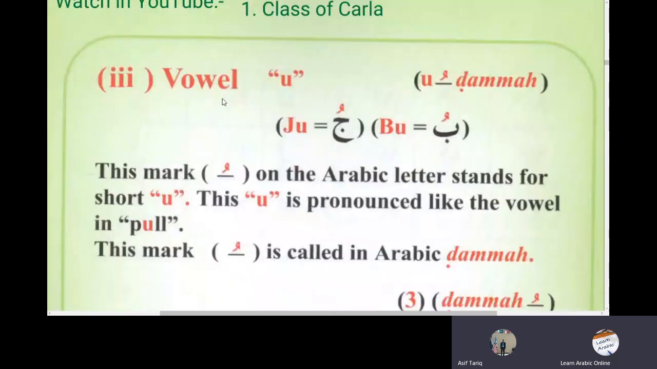So this is vowel U. U is Dhamma. This mark, Dhamma, on the Arabic letter stands for short U. This U is pronounced like the vowel in pull. Okay, Dhamma.